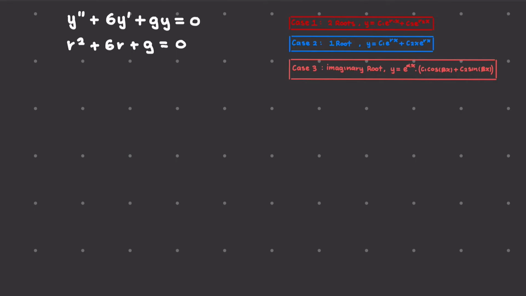And from here on, it's really easy to find the roots for this equation, which we all know will just be (r + 3)² = 0. Can you guess how many roots it has and what case we should choose for this situation? Of course, we're going to choose case number 2 because it only has one root, which is r = -3.